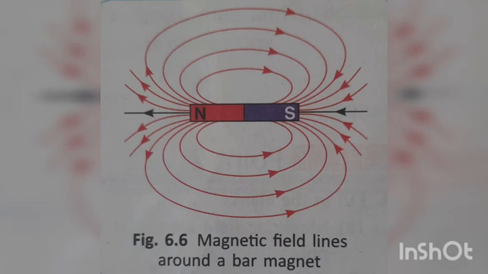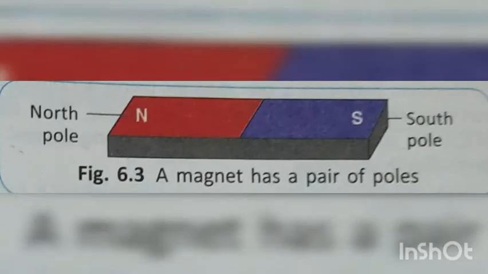Another term related to the bar magnet is magnetic length. The magnetic length is the distance between the two magnetic poles of a bar magnet. The distance between the two poles of the bar magnet. Magnetic length is equal to the distance NS. The distance between the two magnetic poles of the bar magnet is known as magnetic length.